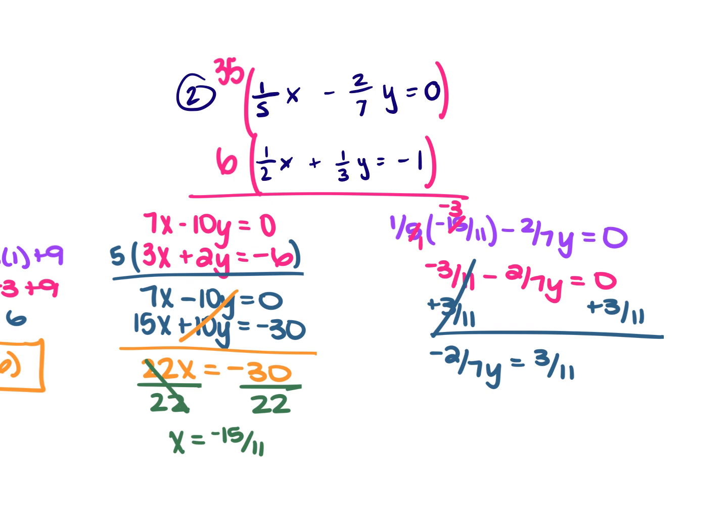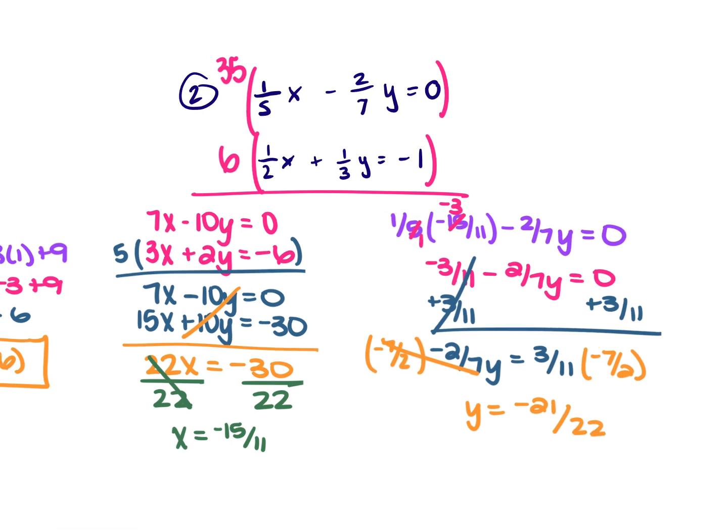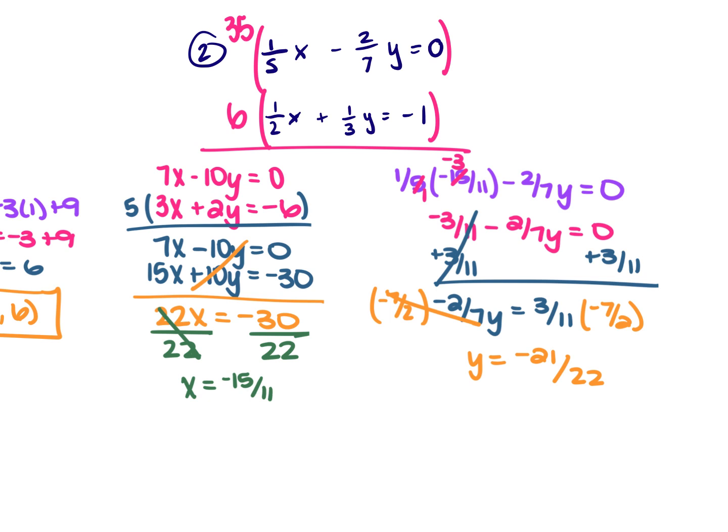You're going to move that 2 over 7 or negative 2 over 7 over by dividing it from each side or multiplying by the reciprocal. So that's negative 7 over 2. That leaves you with y equaling negative 3 times negative 7, which is negative 21, over 11 times 2, which is 22. So if your x is the negative 15 over 11 and your y is your negative 21 over 22, the ordered pair that is your solution is negative 15 over 11, comma, negative 21 over 22.